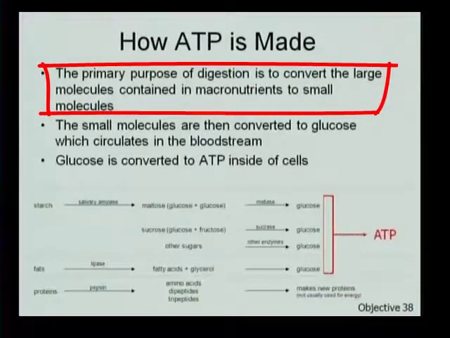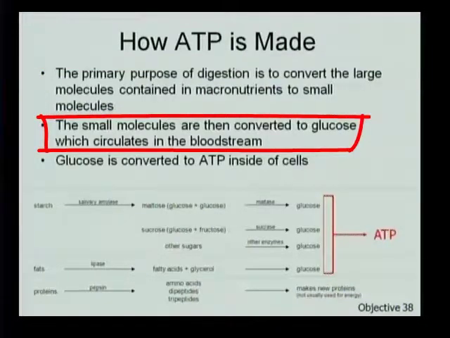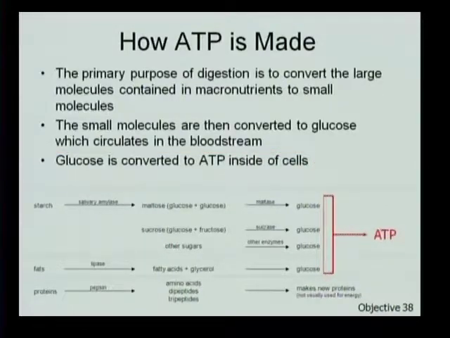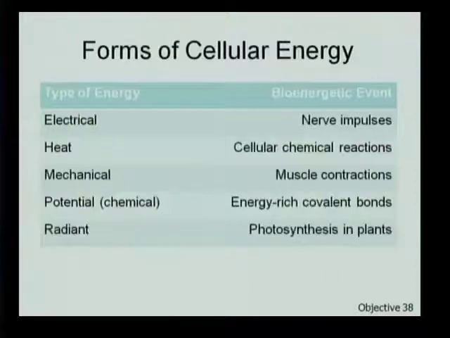Digestion is to convert large molecules into small molecules. The small molecules are then converted into glucose, and then the glucose is made into ATP inside of cells. The way in which glucose is made into ATP we'll see at the end of Module 4. This brings us to the different forms of cellular energy that we have.